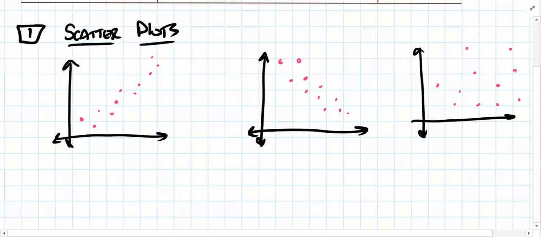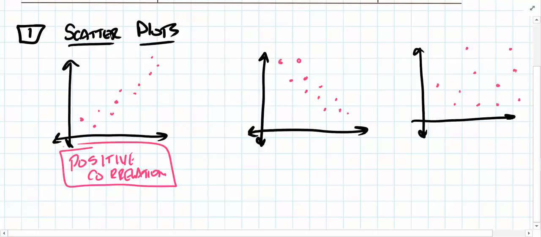The way that we would describe the first graph is a positive correlation. What does this mean? That means that as x increases, y tends to increase as well.